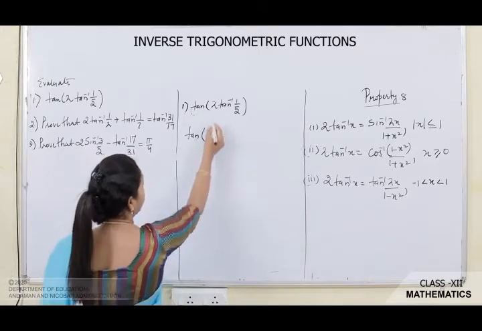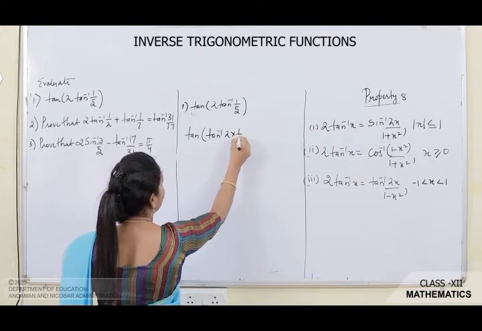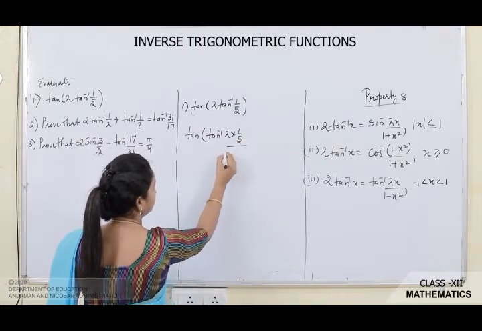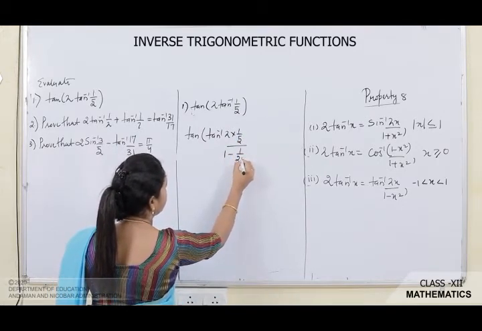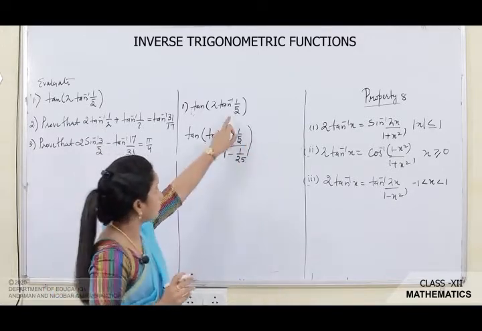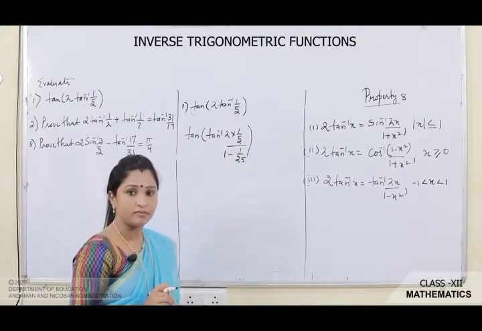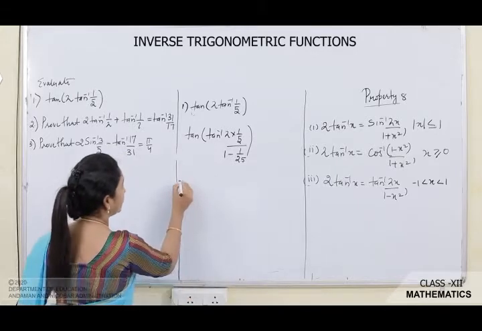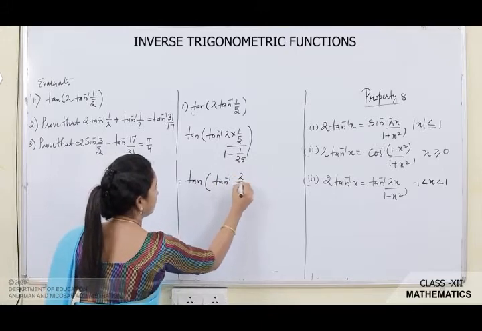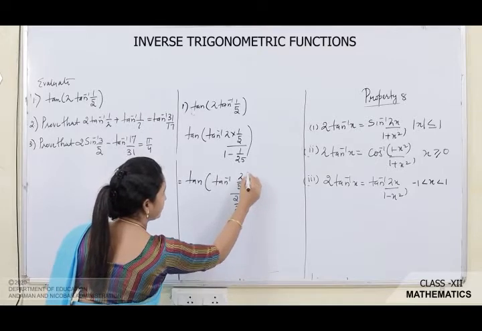So what you are going to get here: 2 tan inverse 1 by 5 is tan inverse 2 into 1 by 5, because the value of x is 1 by 5 here, over 1 minus 1 by 25, because 1 by 5 the whole square is 1 by 25. The condition is also satisfied: x lies between minus 1 and plus 1, and 1 by 5 lies between minus 1 and plus 1. So you are going to get tan inverse 2 by 5 divided by, when you solve it, 24 by 25.